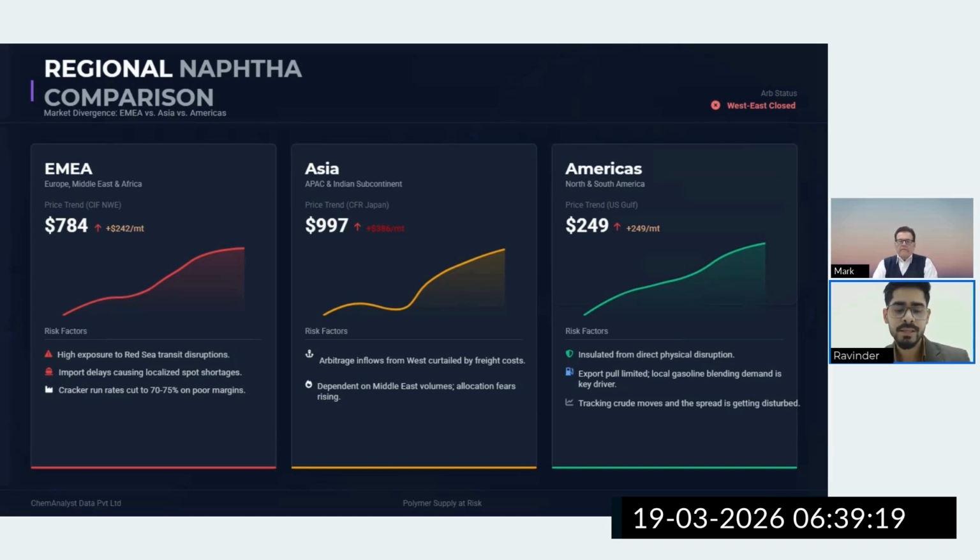However, despite Asia being affected the most, other regions are not far behind. Because if you see America and Europe, the price changes are also very high. If I talk about Europe, Europe has observed a 47% price increase, and America has observed a 49% price increase during the last 15 days, which is huge for a polymer supply chain and value chain.